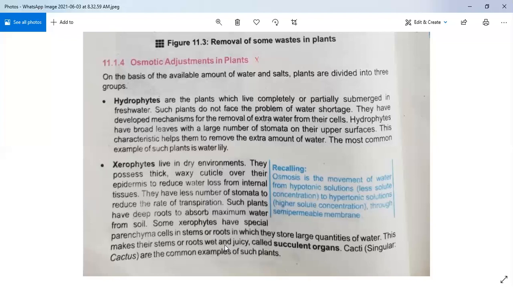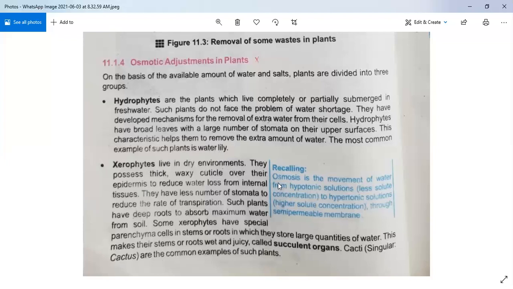Okay. So an example of a xerophyte is the cactus, singular, cacti plural. Cactus is the common example of such plants. So underline in your book, cactus is a good example of a xerophyte plant. Okay. For a hydrophyte plant, water lily is a good example.